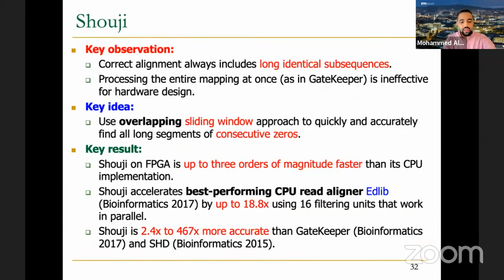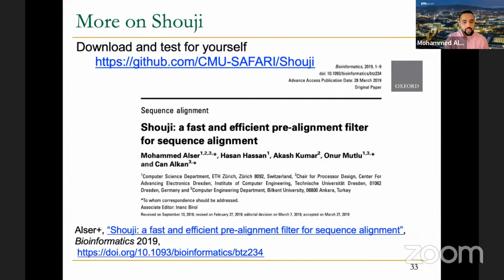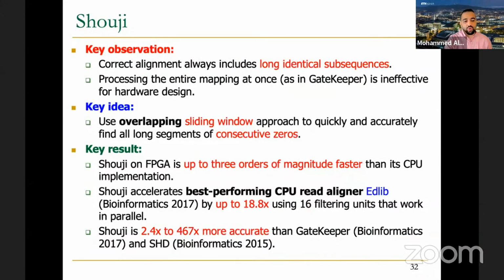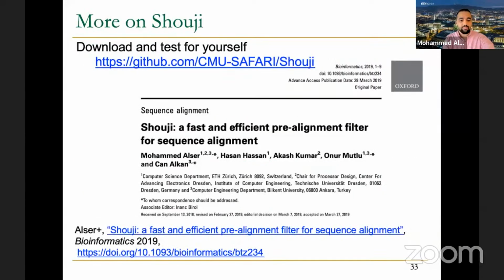So the speed up we got is really huge, even using the CPU implementation. And compared to Gatekeeper and SSD, we still provide more accurate results, as you can see. But of course, this is not more accurate than Magnet. But still, the accuracy is really comparable to what we got in Magnet.